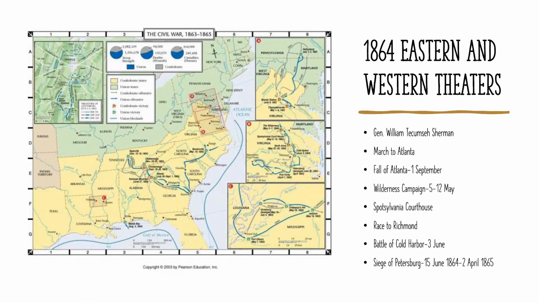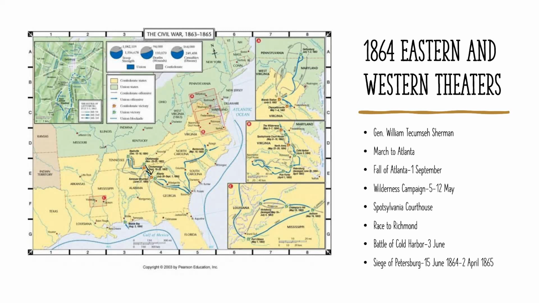So 1864 rolling around. 1864 is dominated by William Tecumseh Sherman. He continues his march to Atlanta, and Atlanta falls finally on September 1st of 1864. Over here in the north, Lee is not fighting any of these other generals that were a little more cautious, a little more timid. He's fighting Grant.